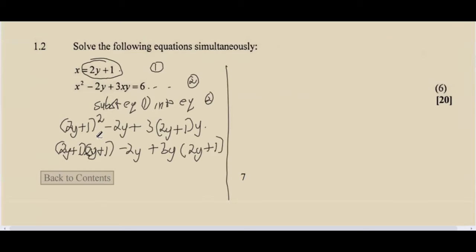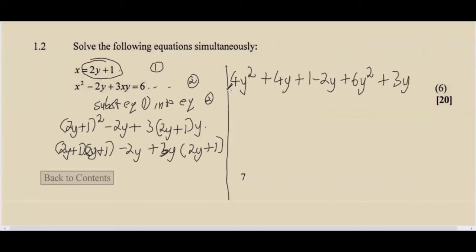And then we say 2 times 2y, that's 4y squared. And then if we multiply this, we're going to end up with 4y as our middle term. And then 1 times 1, that's 1. Right. And then we have this minus 2y from here. And then if you multiply this, 3y times 2y, that's plus 6y squared. And then 3y times 1, that's plus 3y.